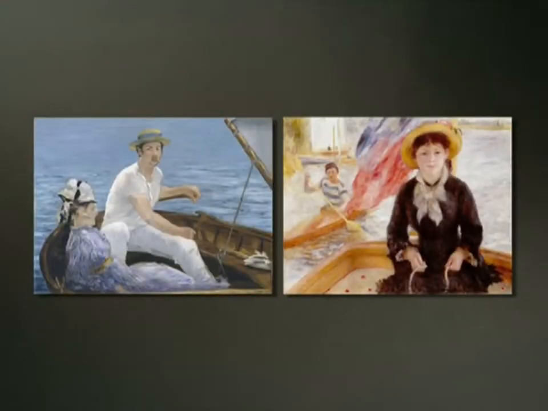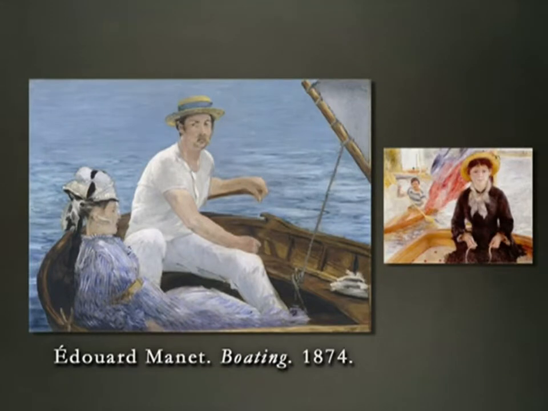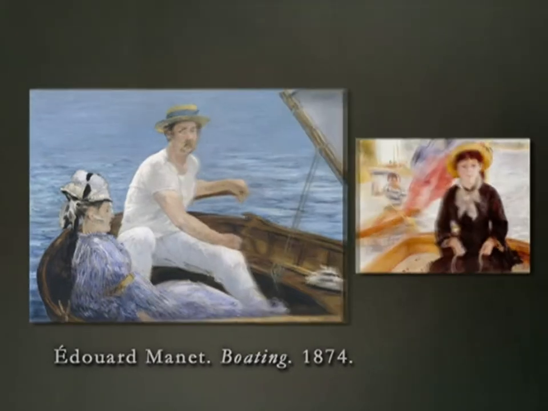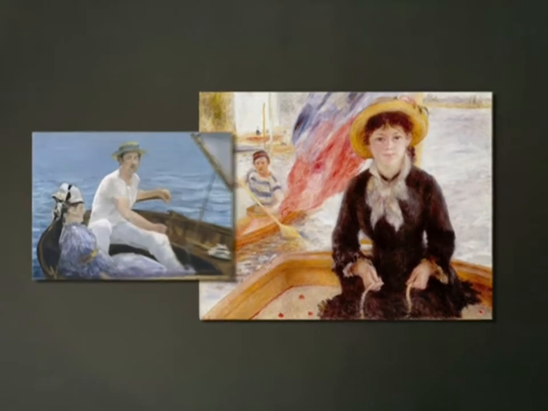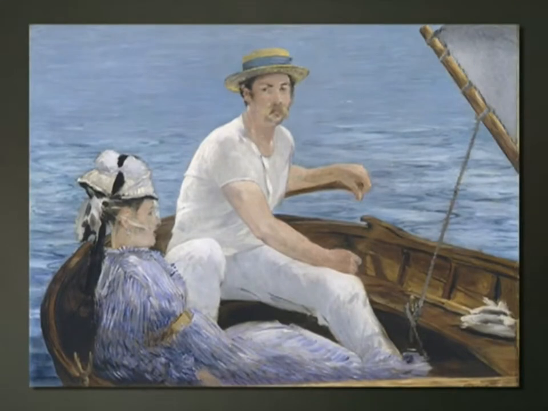So let's end with one comparison, and I want you to try this out. I chose deliberately two works that are very, very similar so that we can see what point of view and focal points can do. This on the left is Edouard Manet. He's a French artist and a French impressionist, in fact. This work is Boating from 1874. And on the right, we have a work by Auguste Renoir, a French artist also a French impressionist. And this is called Women in a Boat. This is from 1877.